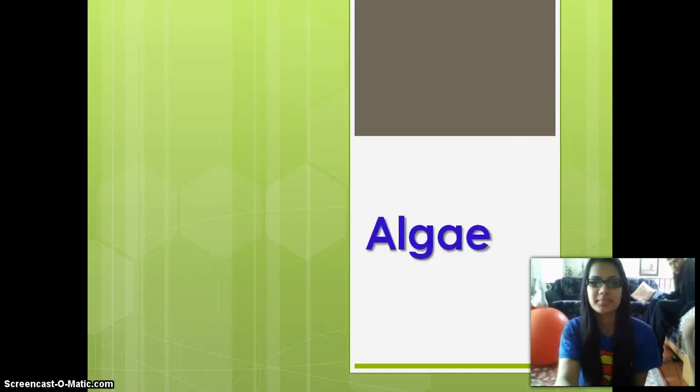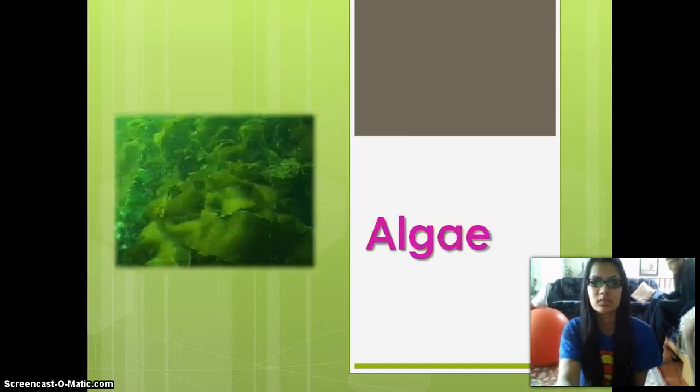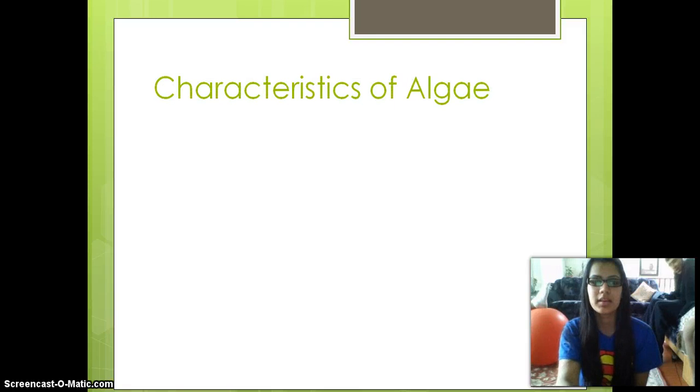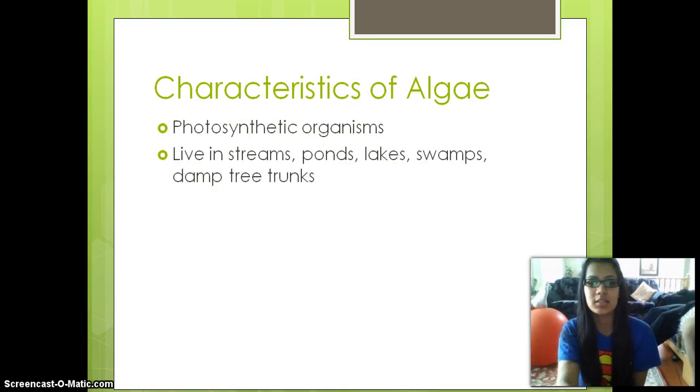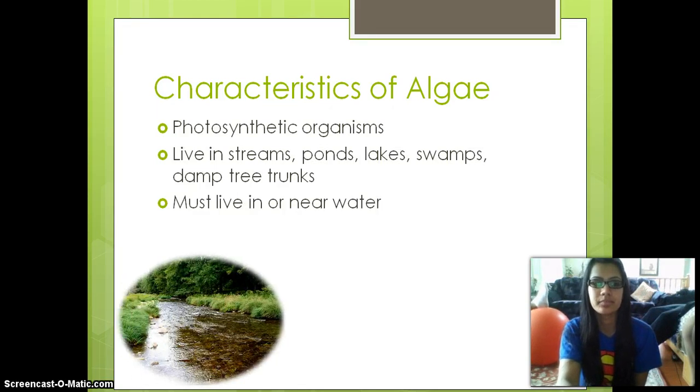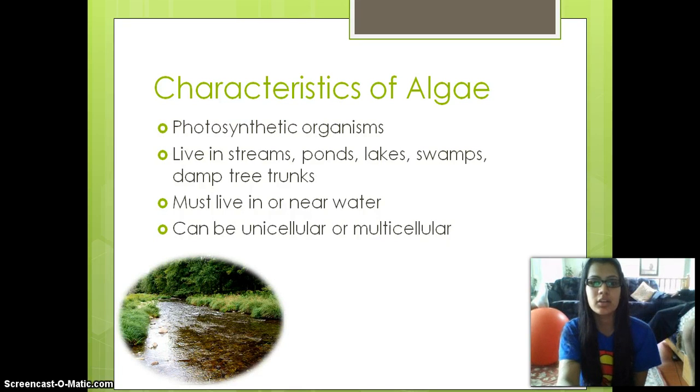Algae. Characteristics of algae. They are photosynthetic organisms and they live in streams, ponds, lakes, swamps, and damp tree trunks. They must live in or near the water. They can be unicellular or multicellular.